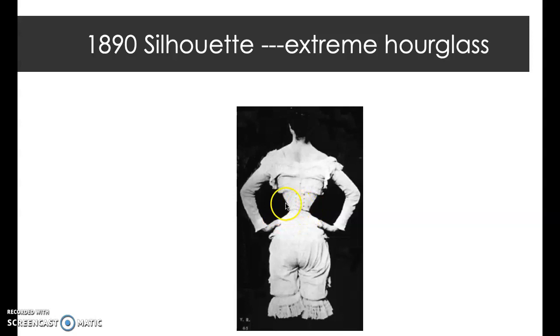Now I know some of you are looking at this picture and saying, that's totally photoshopped. It's not, all right? The smallest waist was smaller than 15 inches. And they achieved that extreme hourglass, that teeny tiny waist, by wearing a corset. And we'll talk about corsets in just a second.